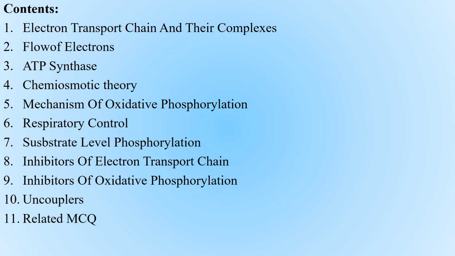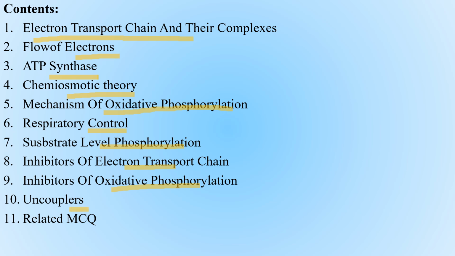In these videos, we discuss the electron transport chain and its complexes, the flow of electrons in NADH and FADH, what ATP synthase is and the reasons for ATP synthase, how to produce ATP by ATP synthase, the chemiosmotic theory of oxidative phosphorylation and the mechanism of oxidative phosphorylation, the respiratory control of oxidative phosphorylation, substrate level phosphorylation, inhibitors of the electron transport chain and oxidative phosphorylation, what uncouplers are, and related MCQs in this video.